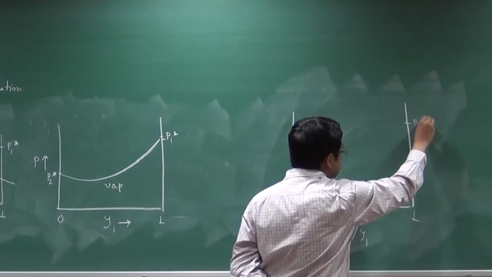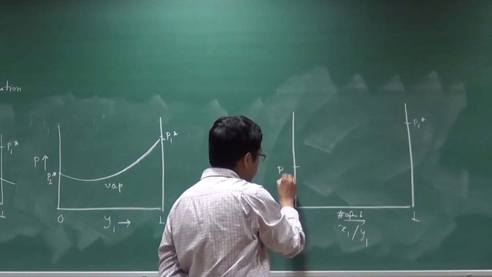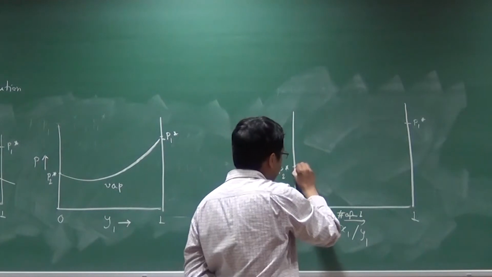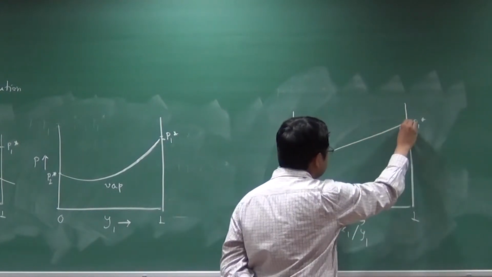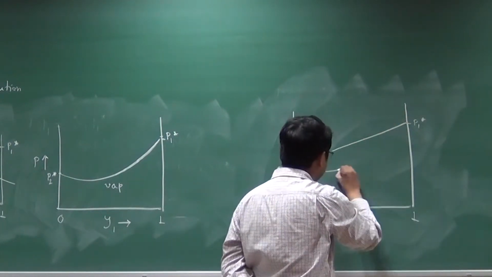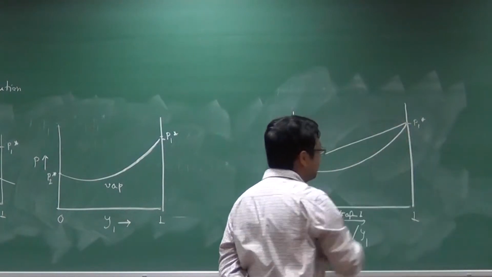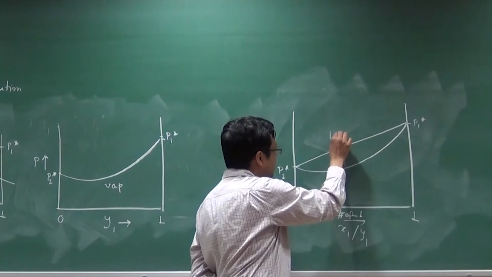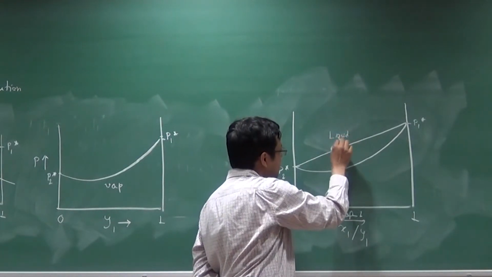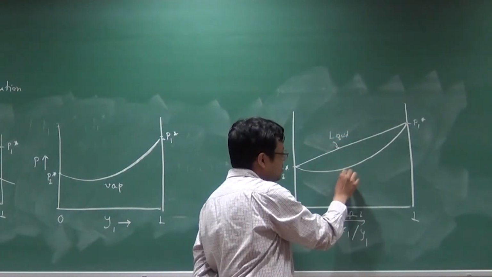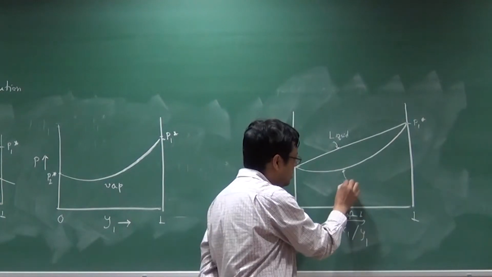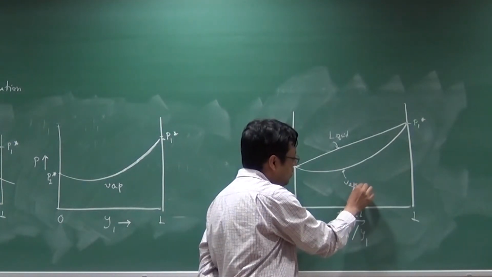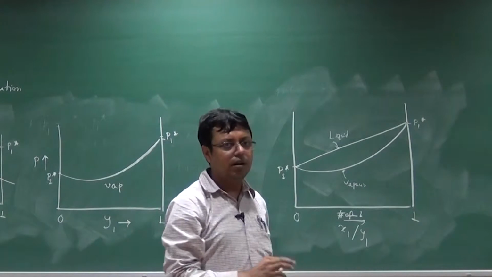So I have P1 star here, I have P2 star here. And I see for x1 variation, it is very much linear like this. And for y1 variation, I have something like that. And then, think about it. I said that this curve corresponds to some perspective from the liquid and this curve corresponds to some perspective from the vapor.